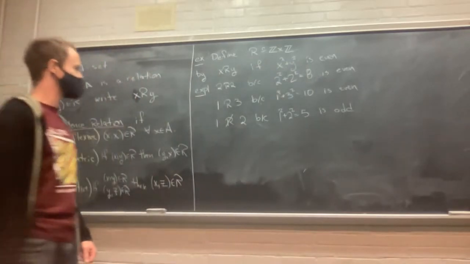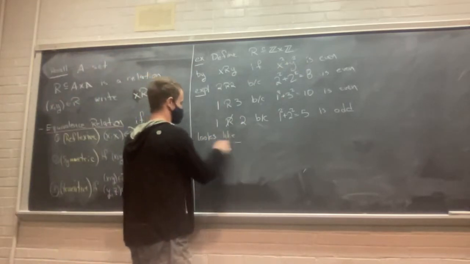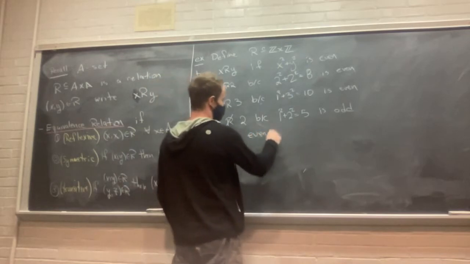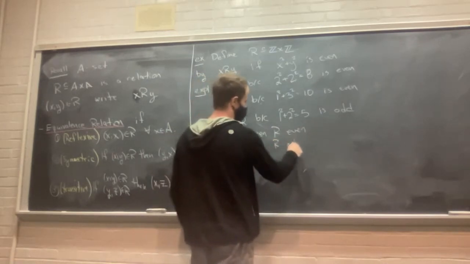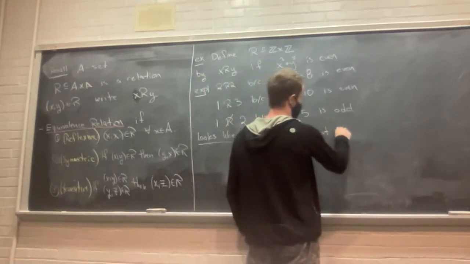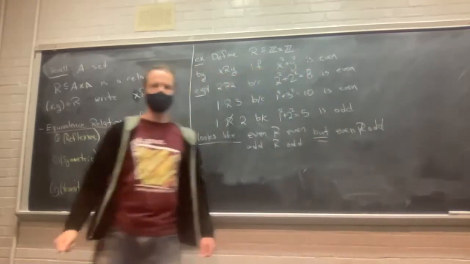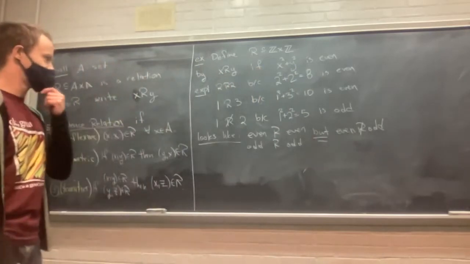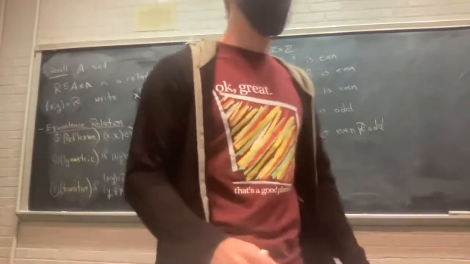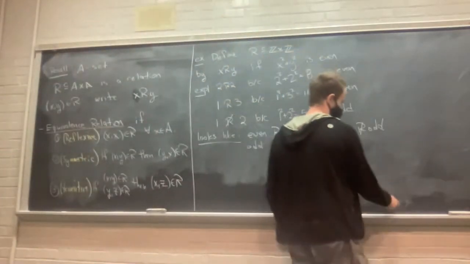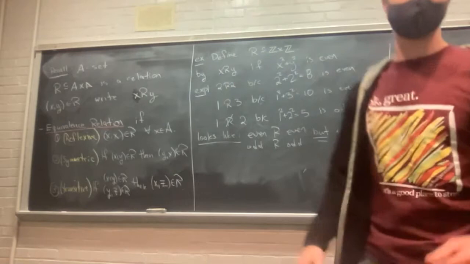Okay, so it looks like all evens are related to all other evens, and all odds are related to all other odds, but evens are not related to odds, right? It looks like that might be the case. That's actually what we'll end up showing in the second part of the problem, which says prove or find the equivalence classes. But before we do that, let's show that it is an equivalence relation.